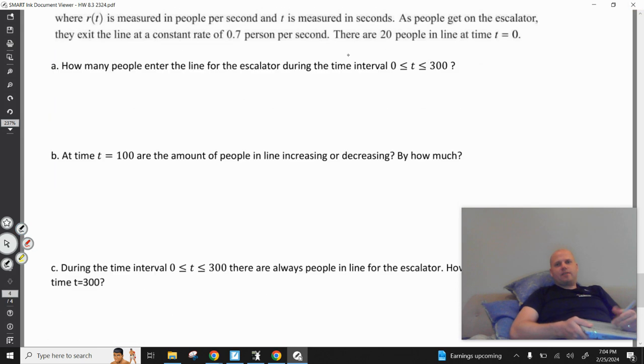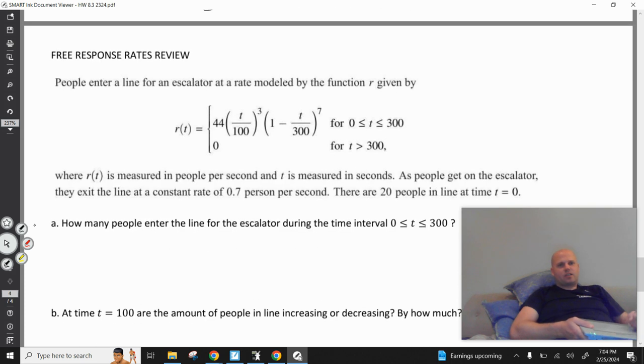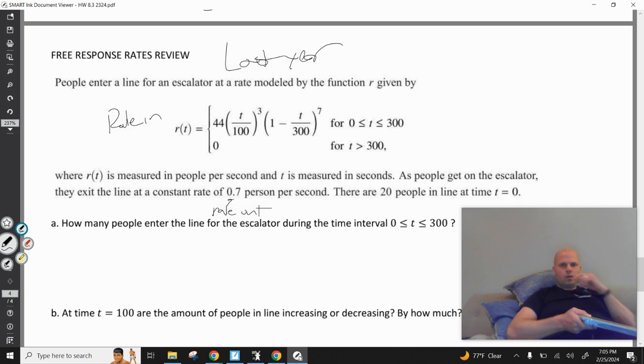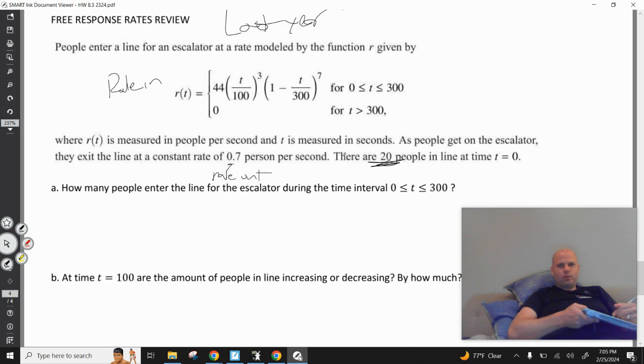And I throw out a rates problem again. This was from last year, and that previous problem was from last year, and I didn't put them on the previous homework. So this is just like good problems. We've got people entering a line, and then people exiting the line. We got a rate in, we got a rate out, we got an initial amount. This is a classic. We got a calculator.